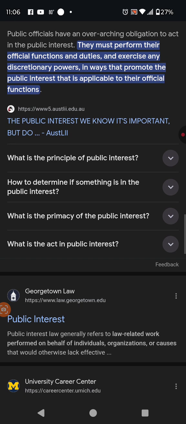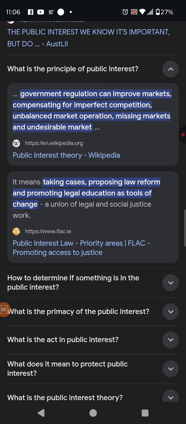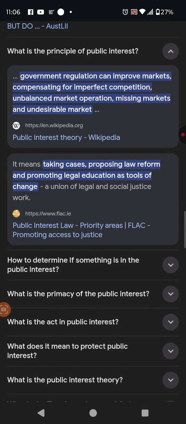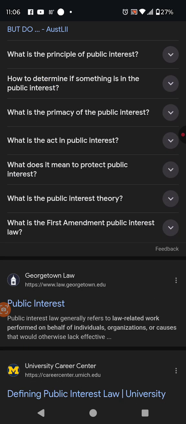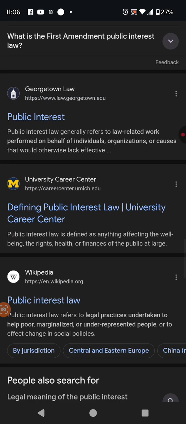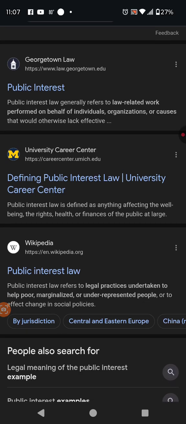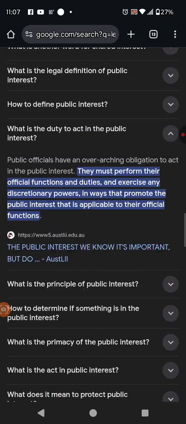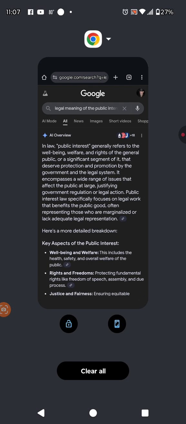What is a principle of public interest? Government regulation can improve markets, compensating for imperfect competition, unbalanced markets, missing markets, and undesirable markets. Public interest generally refers to law-related work. Everybody in government is supposed to be doing what's in the public interest, and all lawyers and judges are supposed to do so in the public interest.